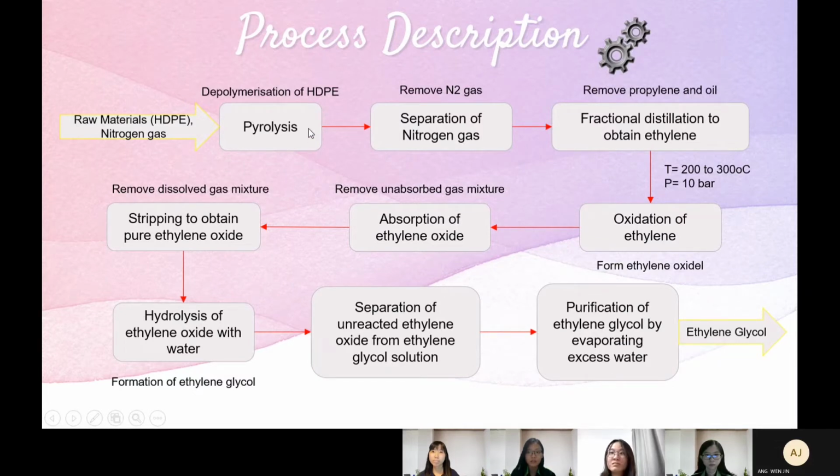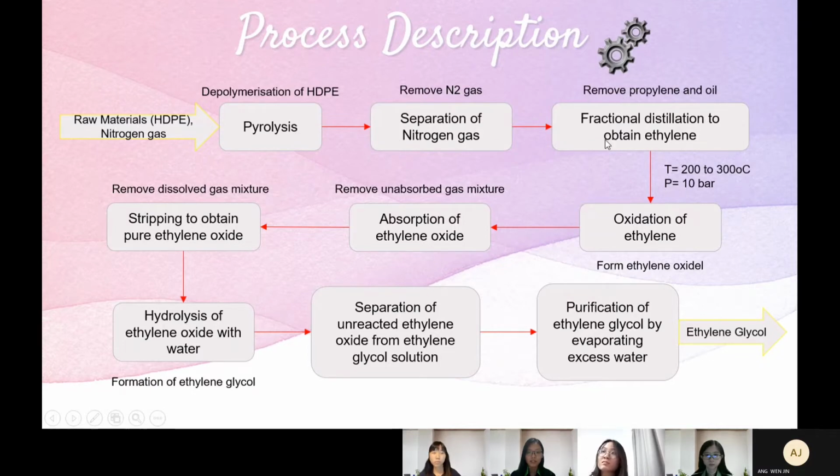The polyethylene is fed to a fixed bed reactor in the presence of nitrogen gas, which acts as carrier gas to ensure that there is no presence of oxygen gas in the reactor. The pyrolysis occurs at 780 degrees Celsius, where higher gas yields are obtained. The products formed are oil and a gas mixture of ethene and propylene.